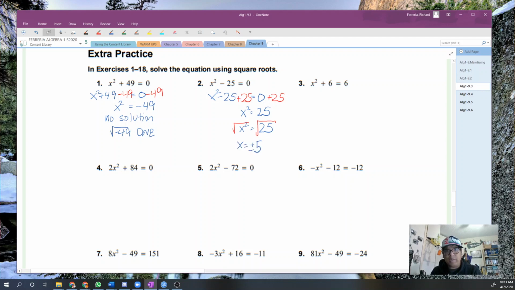And then you will get x is equal to plus or minus 5. Now that's a nice one. That one works about as well as you can possibly expect it to.